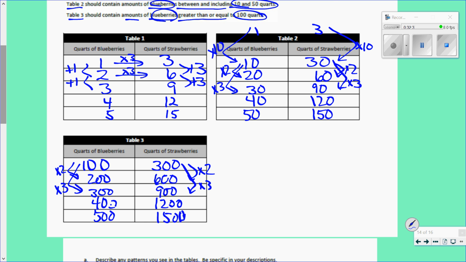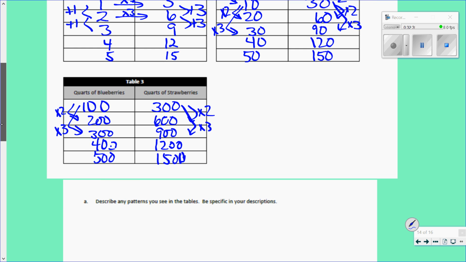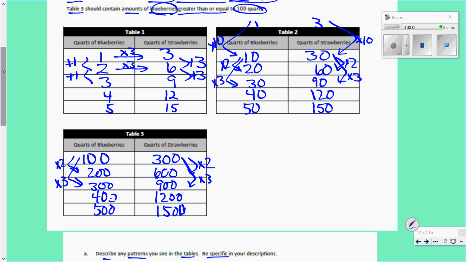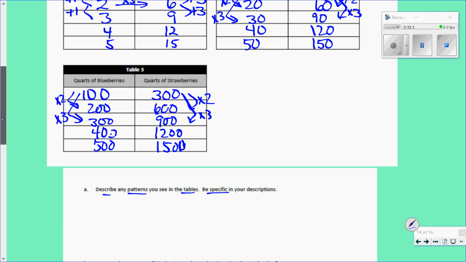Questions on how we got any of those numbers? Okay, now we're going to go to that next step, which is taking a little more in-depth look at them to now analyze all the information we can get out of these tables. So describe any patterns you see in the tables. Be specific. We've already talked about a couple of them. From the first one to the second one, I did times 10, then I did 10 to 100, so I was just adding two zeros. Kaden added in that relationship of once I know my blueberries, I multiply by 3 to get my strawberries. Okay? Bennett.